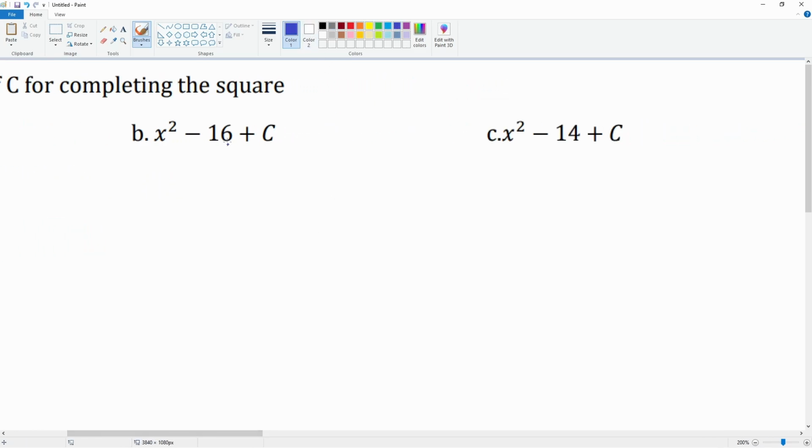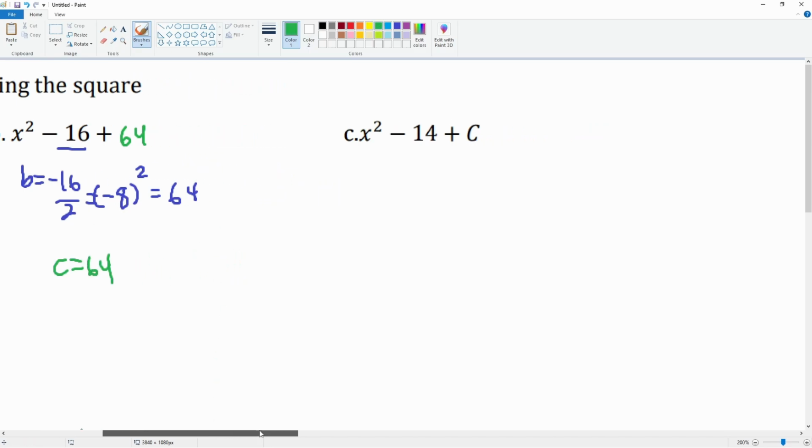All right, let's do this one. That's the B value of negative 16. We first divide it by 2, which gets us negative 8. We then square it. Negative 8 squared becomes 64. That means we are going to be adding a 64 here, and this would complete this to make a square. So we can say that the C here is 64.